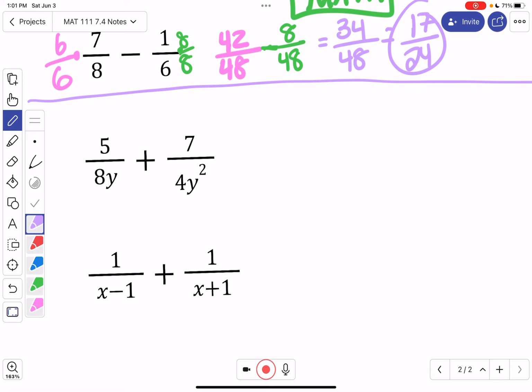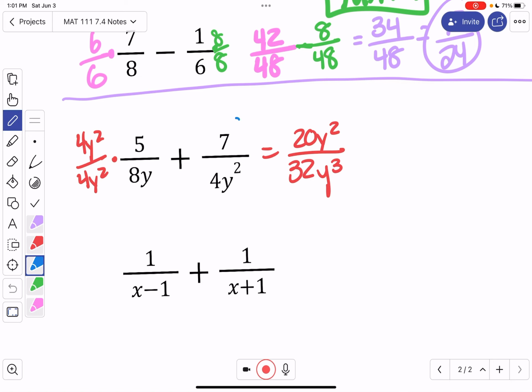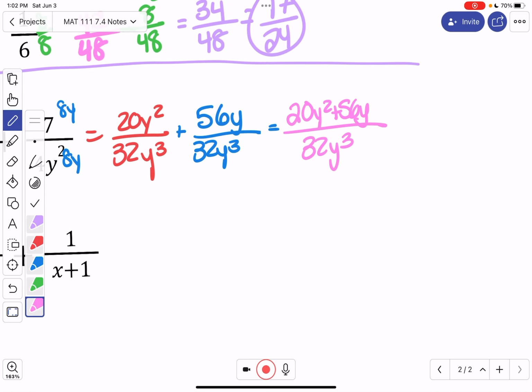Now, when we have variables, we're going to do the same thing. One option, just multiply by the other fraction's denominator. So 4 times 5 is 20y squared, and then 8 times 4 is 32, and y squared times y is y cubed. Then we'd multiply this fraction by 8y. So 7 times 8 is 56. And then 4 times 8 is 32y cubed. Now we combine like terms, which there aren't any on the top, so we would just write it as 20y squared plus 56y over 32y cubed.